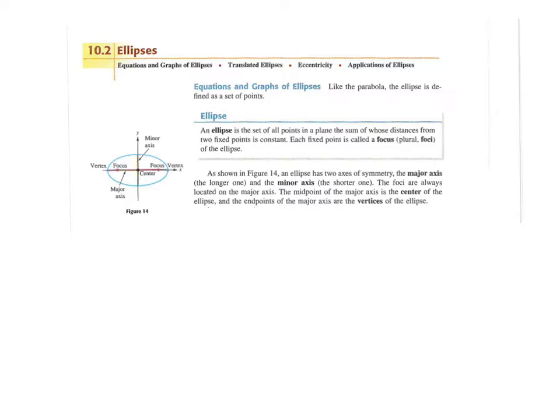So when we have our equation, we're going to see that the bigger number, the number that's in the denominator of our equation, is going to determine which axis is the major axis. So if the bigger number is under the x squared, then the x-axis will be your major axis. If the larger number is under the y squared, then the y-axis will be your major axis. We're going to have vertices at the end of the major axis, and co-vertices at the end of the minor axis. And we're going to talk about all these parts on the next slide.